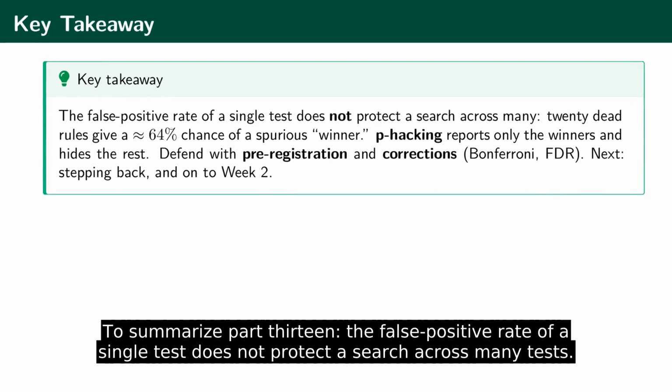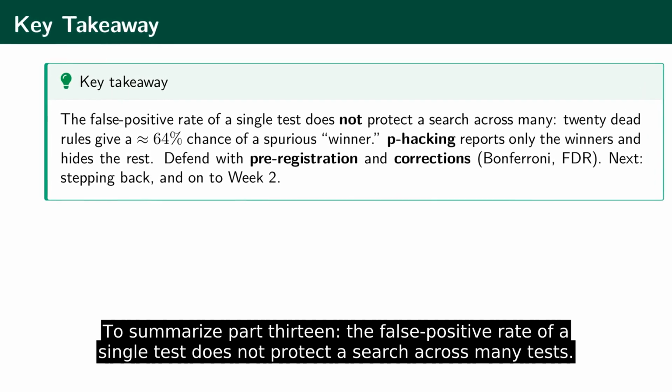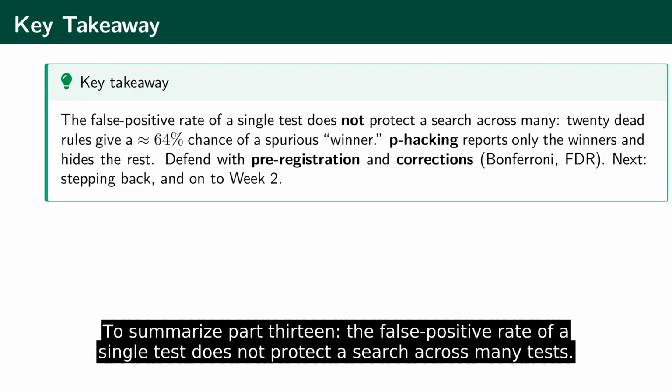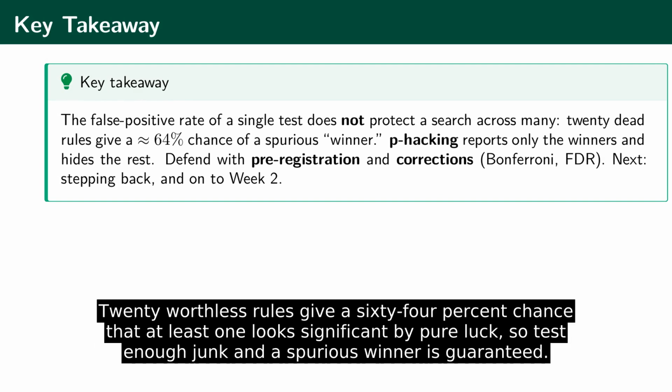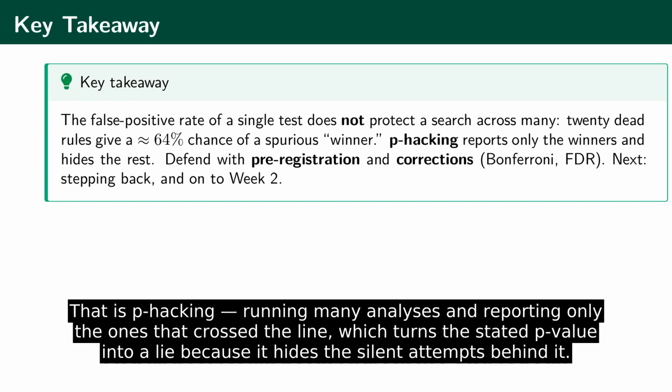To summarize Part 13, the false positive rate of a single test does not protect the search across many tests. 20 worthless rules give a 64% chance that at least one looks significant by pure luck, so test enough junk and a spurious winner is guaranteed. That is p-hacking. Running many analyses and reporting only the ones that cross the line, which turns the stated p-value into a lie because it hides the silent attempts behind it.